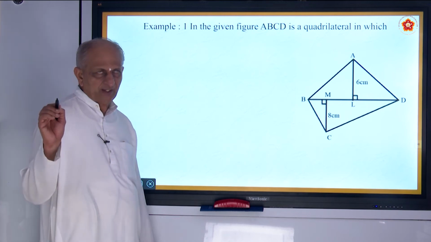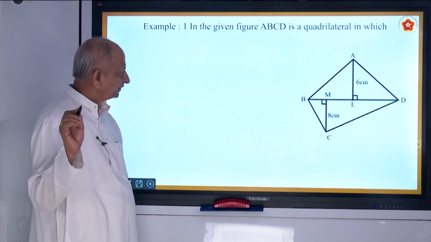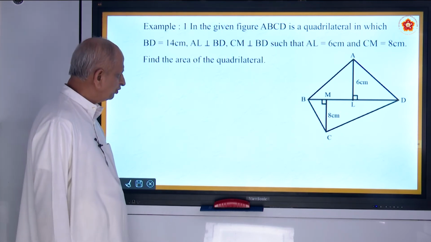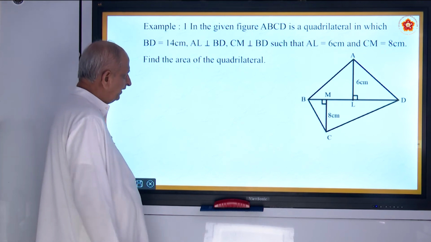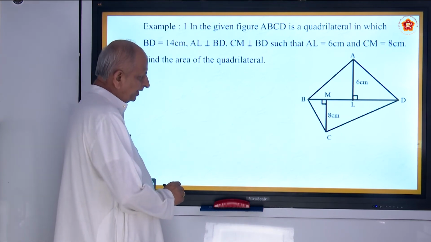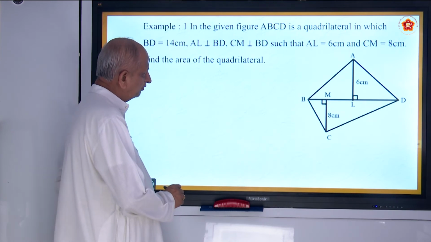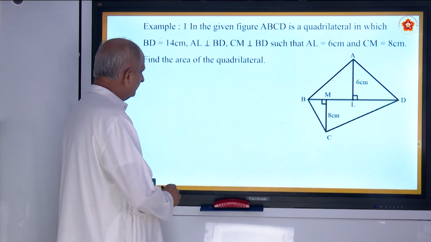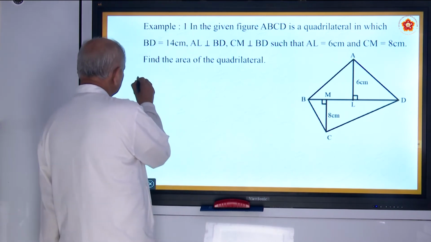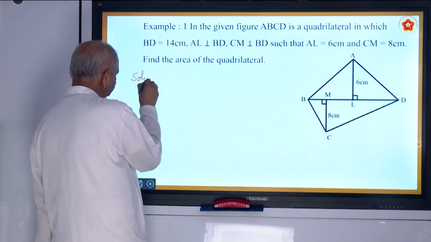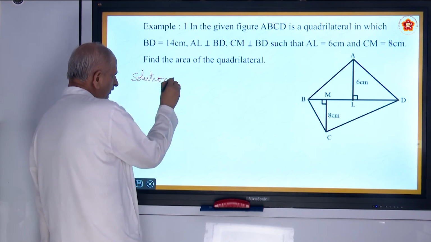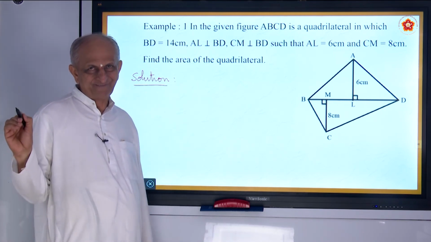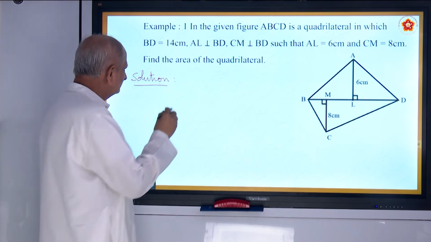In the given figure, ABCD is a quadrilateral in which BD is equal to 14 centimeters. What is BD? Diagonal. Such that AL is equal to 6 centimeters, CM is equal to 8 centimeters. Find the area of the quadrilateral. So, solution. Those who know it can try yourself. I'll just help you, that's all. You have to do it yourself, correct?